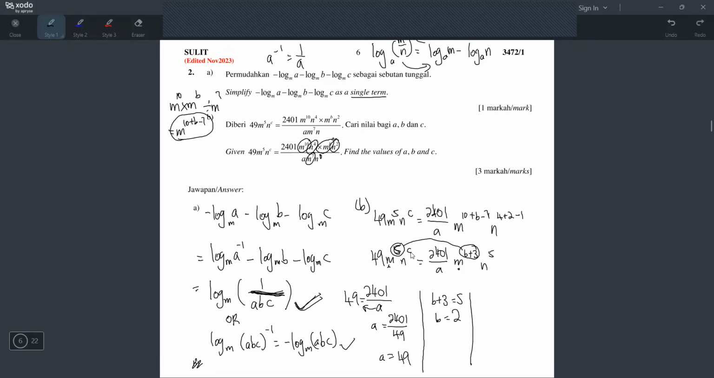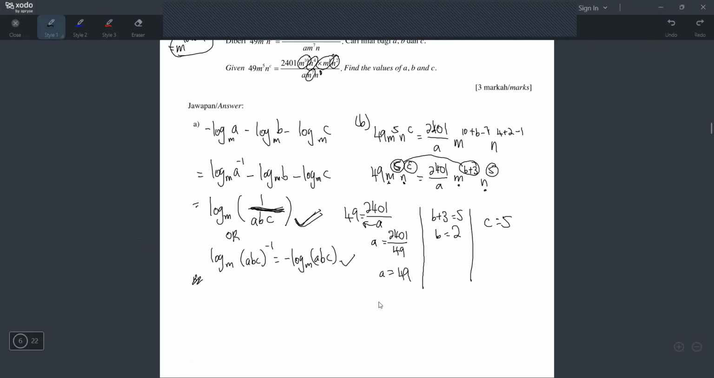And then finally, my C. So N, I compare with N, and then the N power is C here, but the N power on the other side is 5. So C is equal to 5. All right. So now I think I have my final answer already. A equals 49, B equals 2, C equals 5, right? So that's the final answer. Okay.